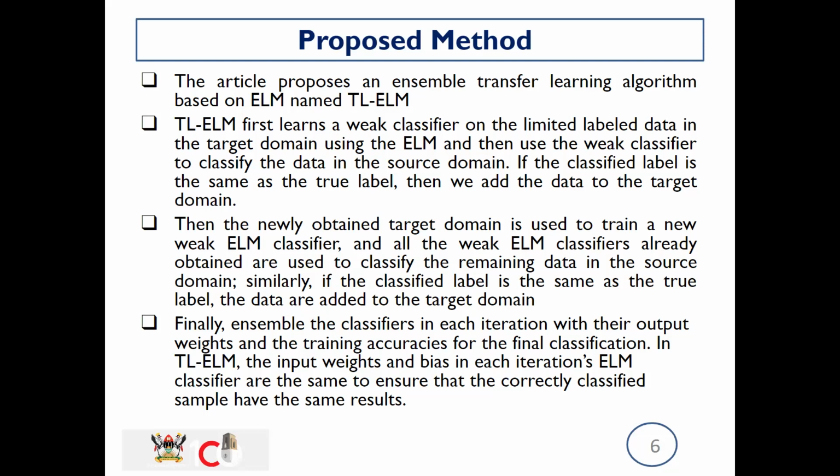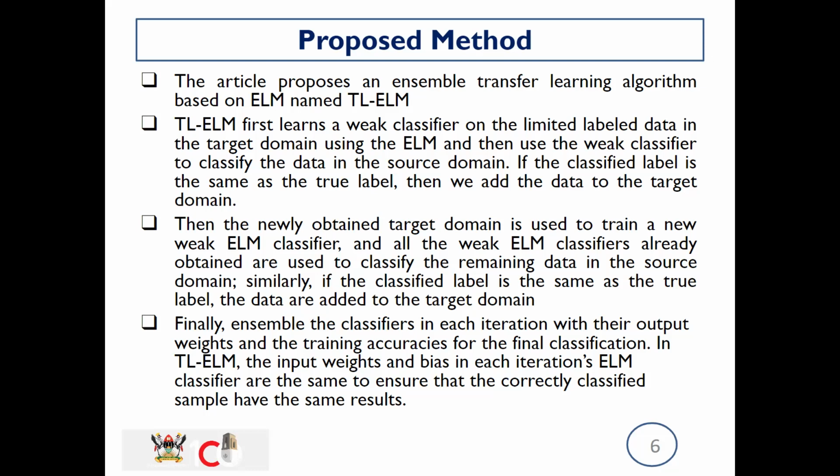So you first learn a weak classifier on the limited data in the target domain. After learning it, you use that weak learner to classify data in the source domain. If the classified label is the same as the true label, you take that data from the source domain and add it to the target domain. So you repeat this process.